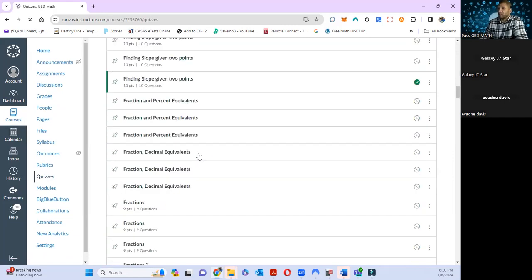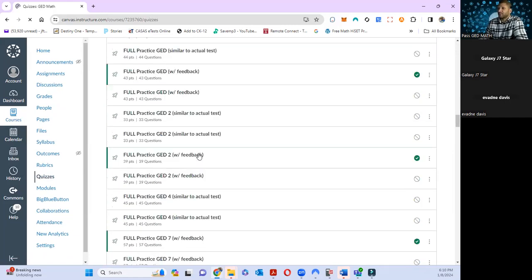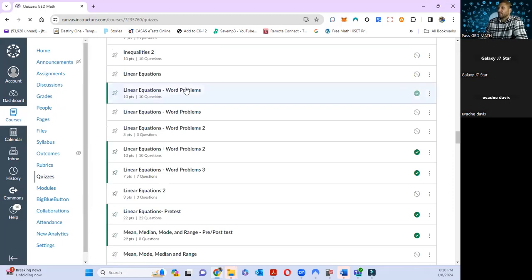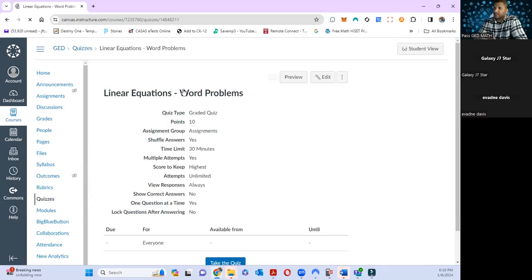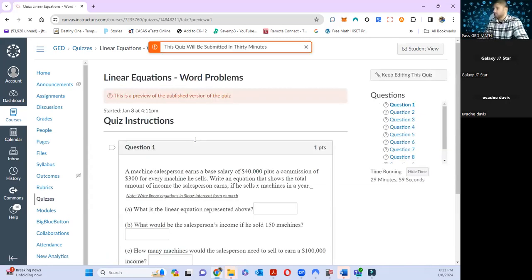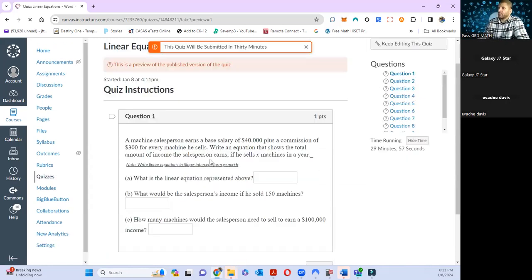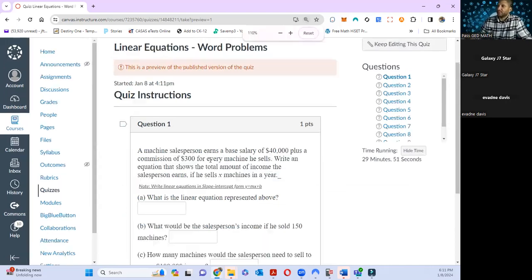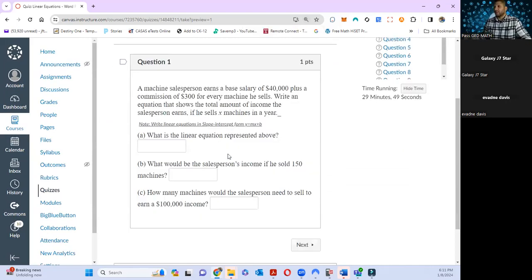So you said linear equation word problems, right? Yes. The first one. Yes, that would be perfect. Let's preview. Let's see which one we talk about. That one right there. Exactly. I think we did this one, but that's okay.